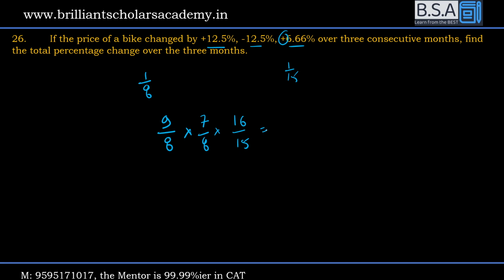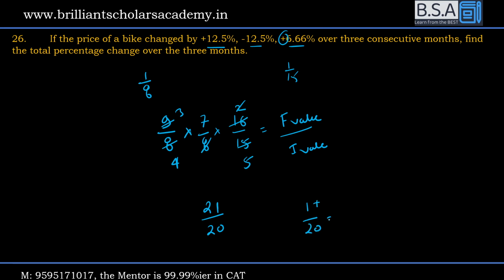And this is the final change. The numerator is the final value and denominator is the initial value. So 8 is cancelled here twice. Can you cancel anything further? This is cancelled here 4 times. This is cancelled here 3 times and 5. The numerator is 21 and the denominator is 20. How much more do we have? 1 more on 20. 1 more on 20 is 5%.